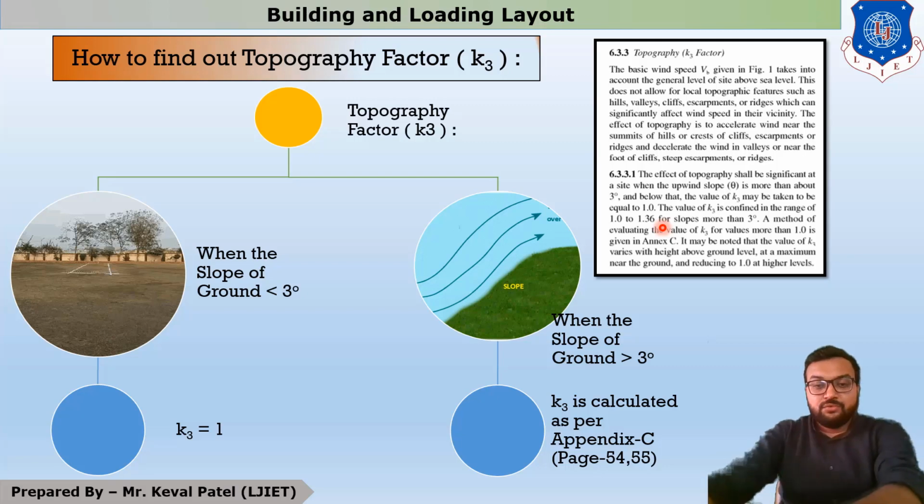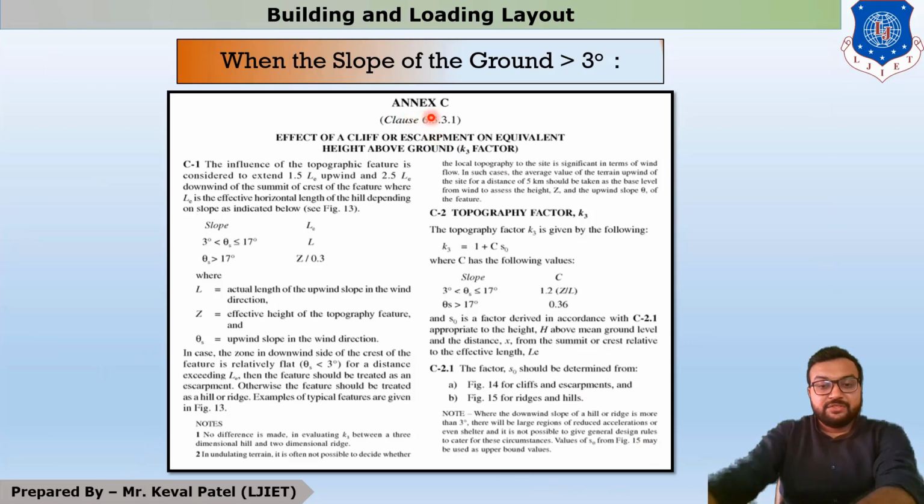Okay, so now this is your fourth unknown. So let us check how we have to find out K3 from appendix C. So this is your appendix C, in which the value of K3 is found from the equation 1 plus C into S0. Now, how to find out C and S0 will be discussed in our example.